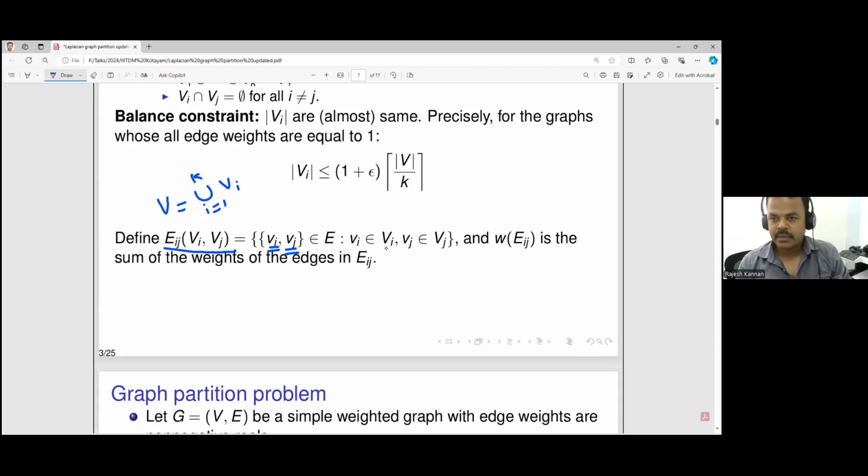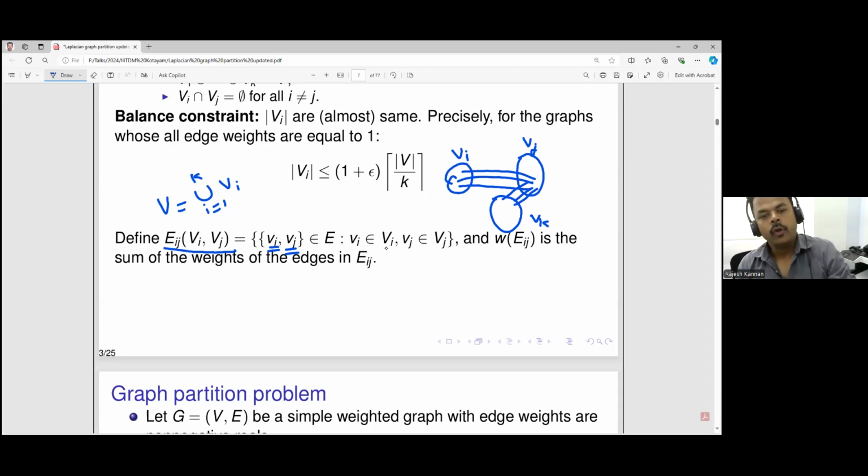For an example, pictorially, if this is Vi, and this is Vj, and this is some Vk and so on. Basically, you are collecting all the possible edges between the vertices of Vi and Vj. Similarly, one can define Ejk also. You collect only the edges which have one end in Vj and the other end in Vk. And for every possible pair of vertex partitions, you can define this set.